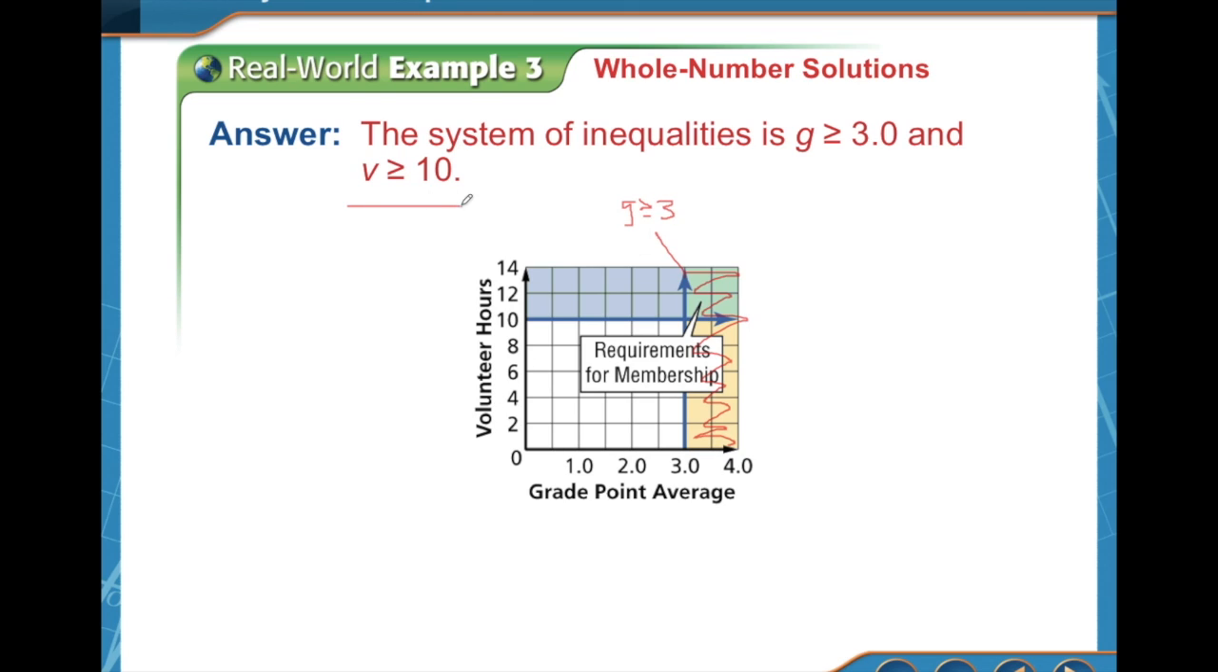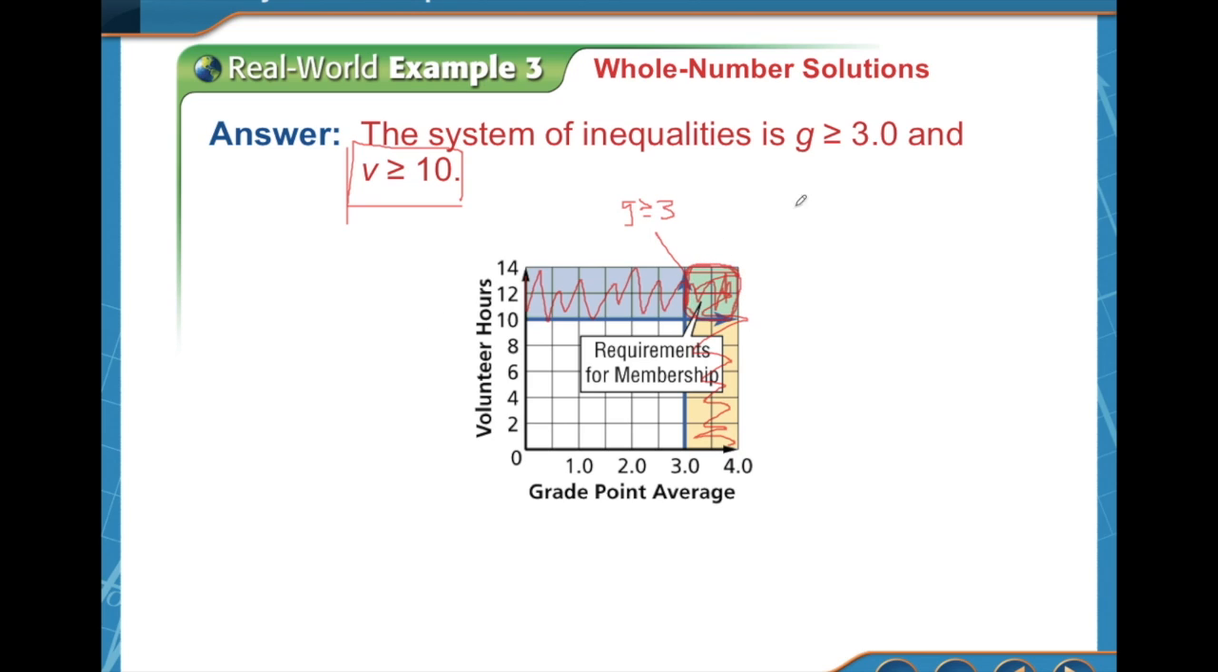Now what about our second line? V is greater than or equal to 10. So for volunteer hours, we would do a horizontal line here. Greater than is going to be above it. So all of this. Now what region of the graph is true for both of those? Well, one was yellow, the other one was blue. When you combine yellow and blue, you get green. So the part of the graph that is true for both of those equations is this upper right portion here.